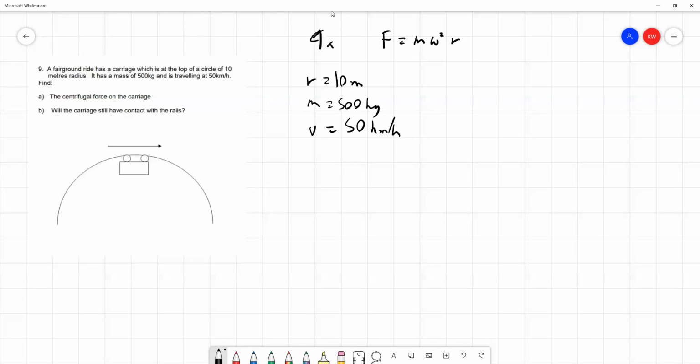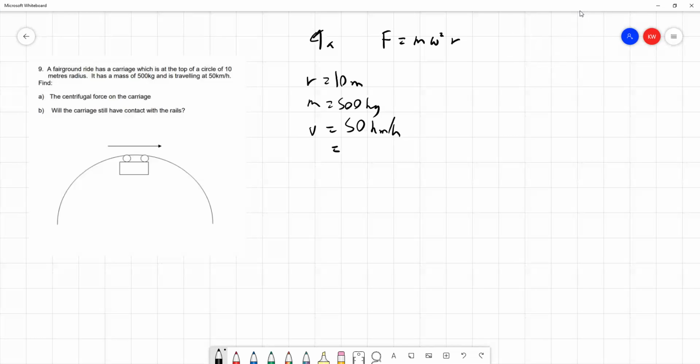And there's two ways we can solve a question like this. We can use the formula we've been given. We can convert V into omega after converting it to meters per second, or we could use our other formula, F equals mv squared over r. We're not going to use that in this problem, but for people who do use that, this is a correct method, which would be assessed for full marks, but we're not using it in this particular problem.